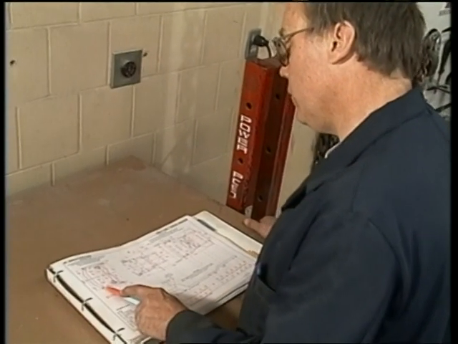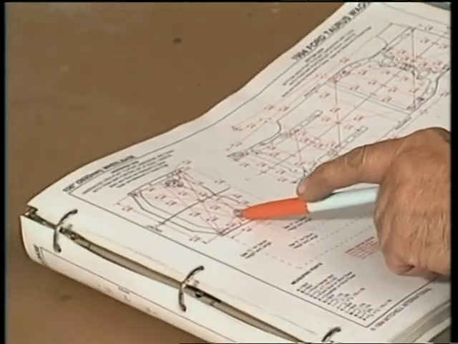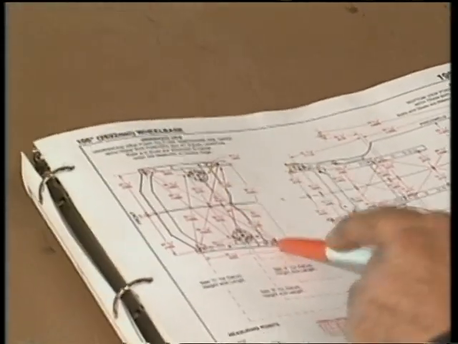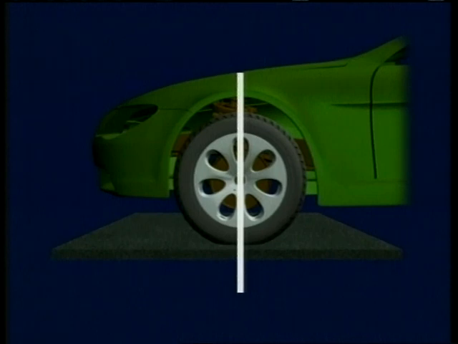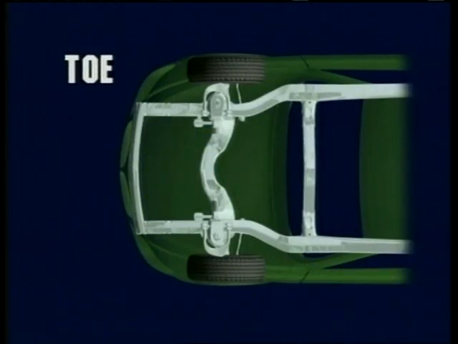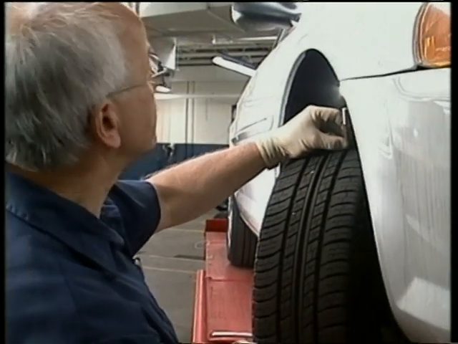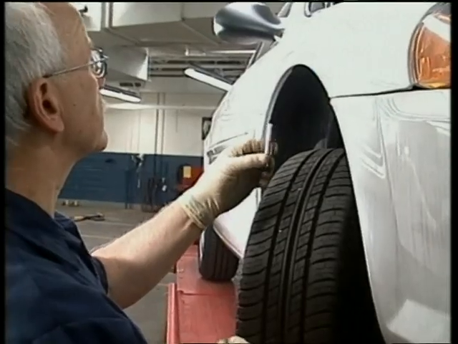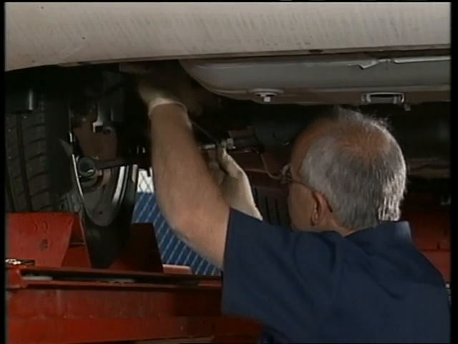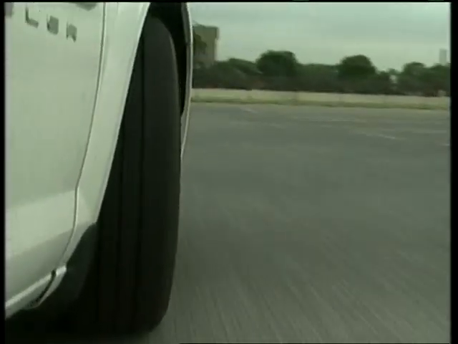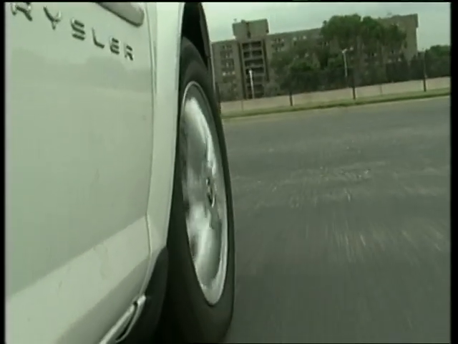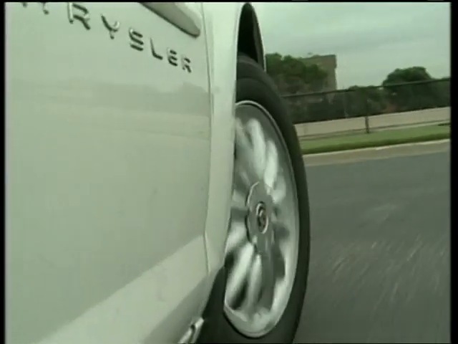Once the reference points on the frames match the original manufacturer specifications, you can align the suspension system. The basic wheel alignment angles include caster, camber, toe, steering axis inclination, and thrust. Checking the wear on tires can point to alignment problems. Once wheel alignment angles or problems have been fixed, the final step is to road test the vehicle. You want to make sure that the vehicle doesn't pull, vibrate, or exhibit any other indications of alignment problems.